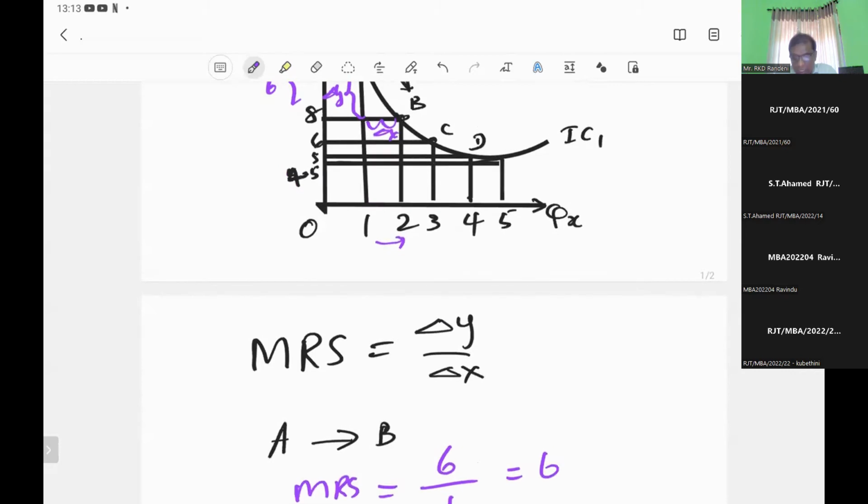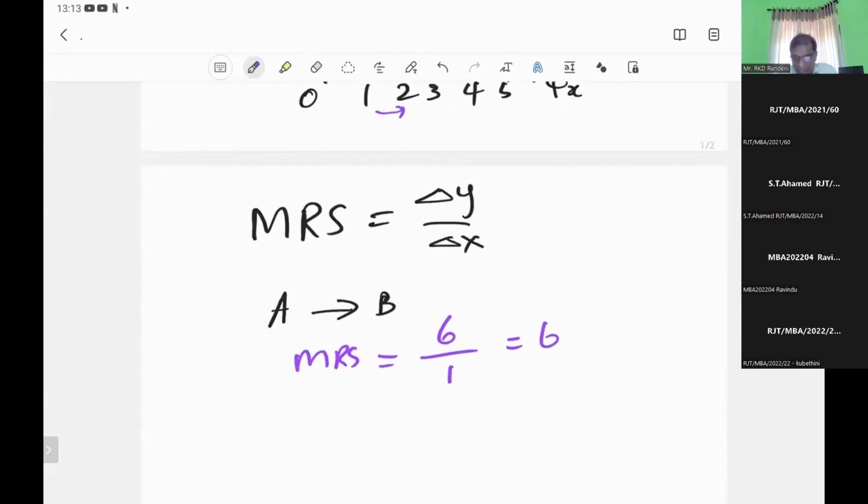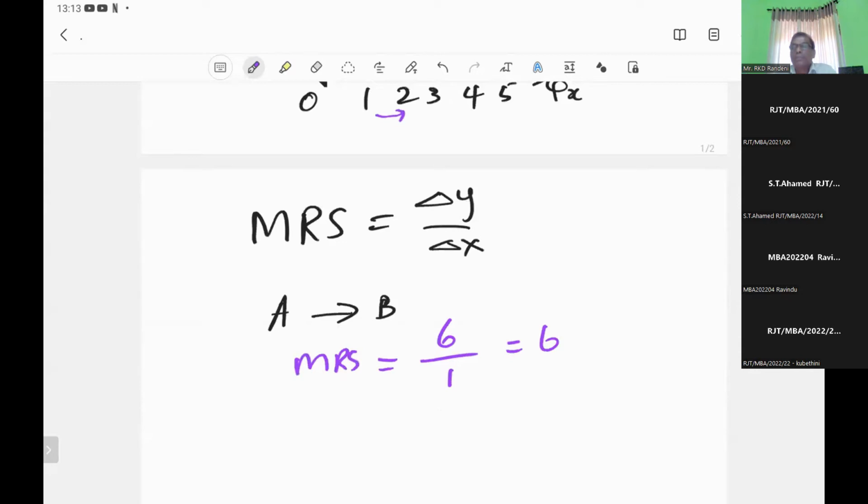He is prepared to sacrifice 6 units from Y to consume an extra 1 unit of X. That ratio is called the marginal rate of substitution.